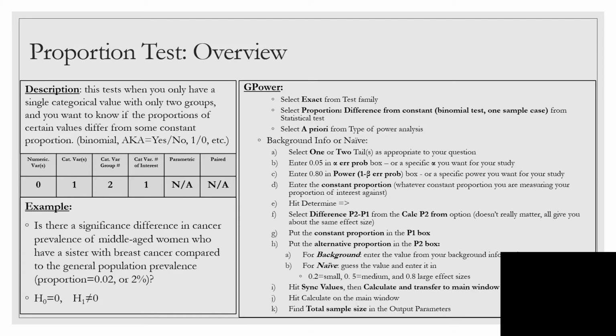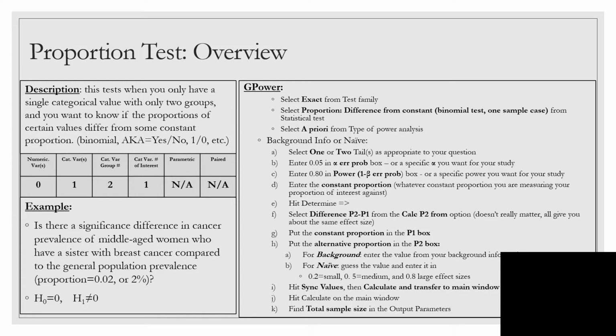This is when you have a single categorical value, say gender, with 2 groups, male and female, and you want to know if the proportions of certain values differ from some constant. These are in the form of binomial, so yes, no, 0, 1, etc.